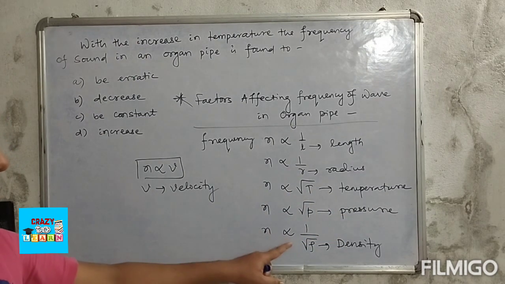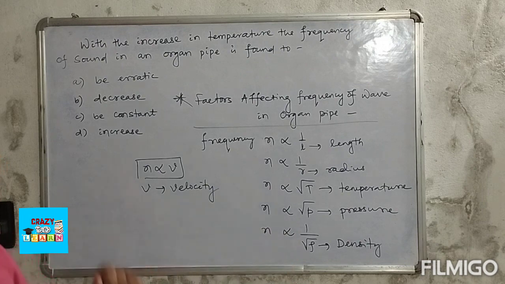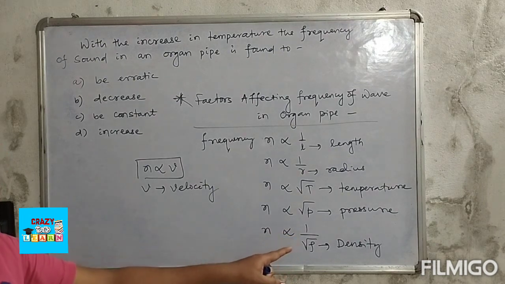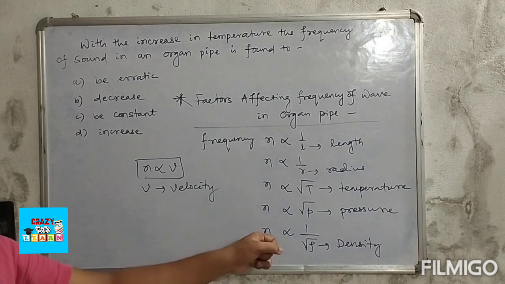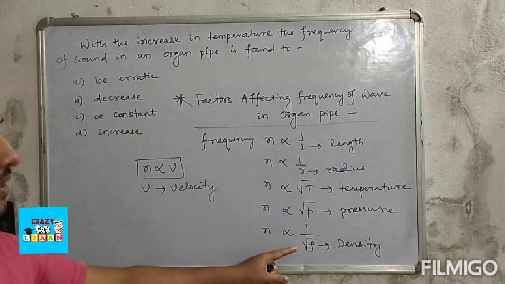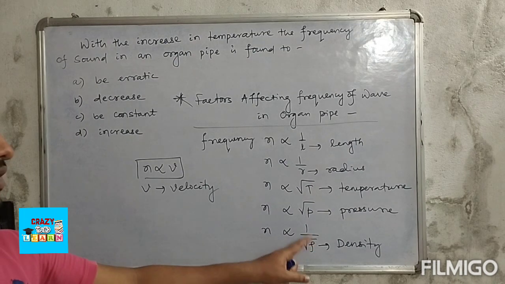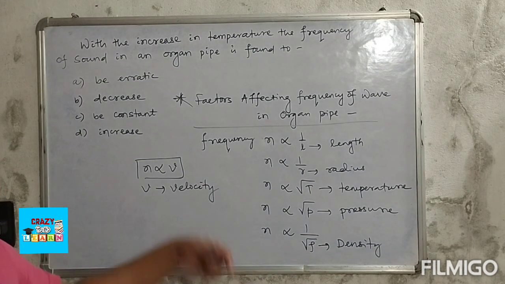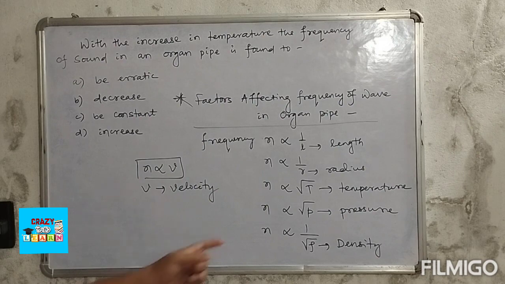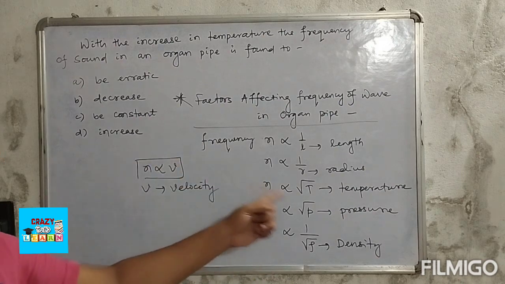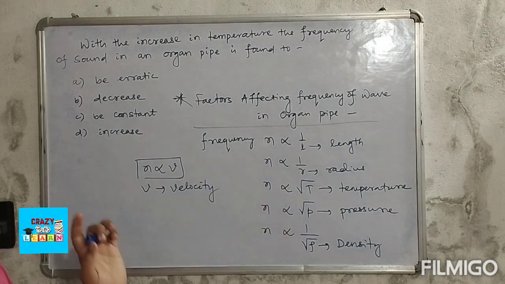N depends inversely on 1 by square root of rho. 1 by square root of rho means it depends inversely. When you increase the density, the frequency will decrease. When you decrease the density, the frequency will increase. Direct means it depends directly.